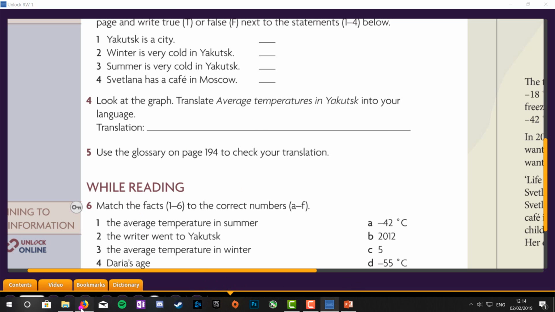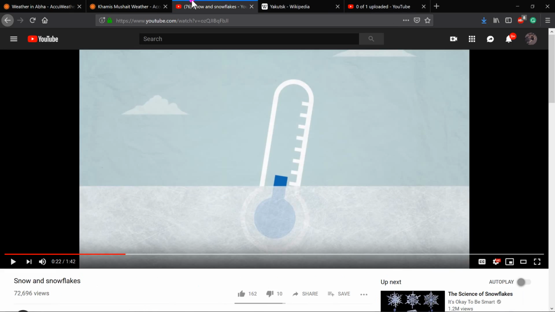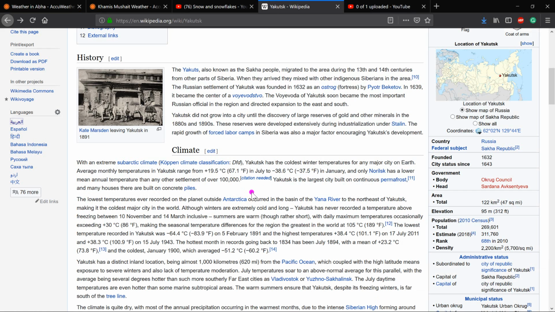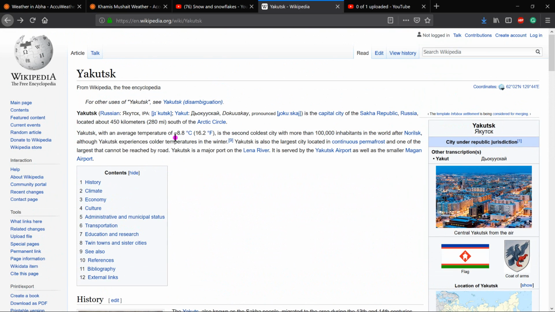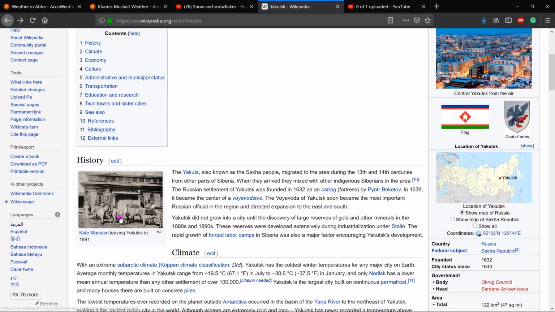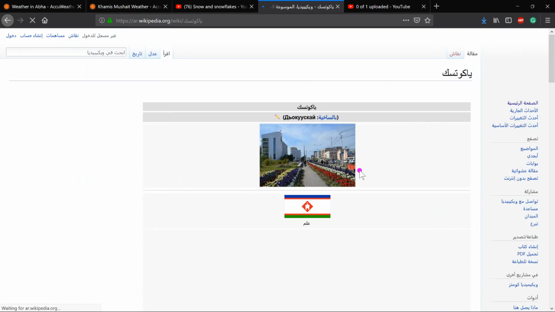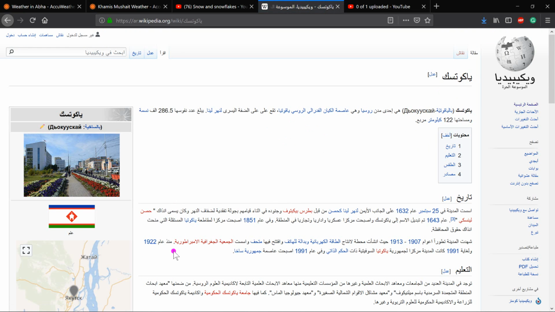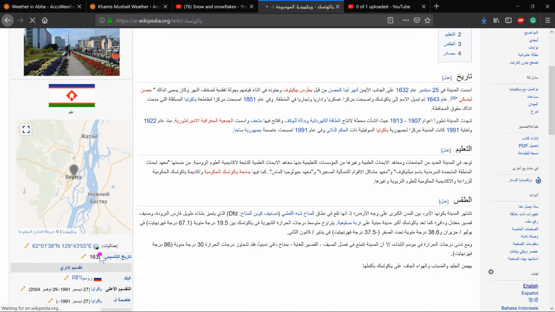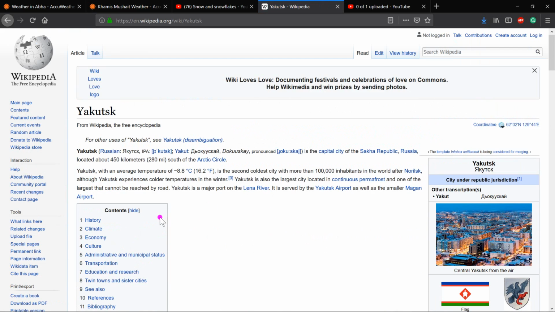And speaking of which, ladies, you can Google Yakutsk in order to read more about this Russian city. Either in English, or here you have the Arabic. Here, Yakutsk. It's a good way to educate yourself, to know even more about this city inside Russia.